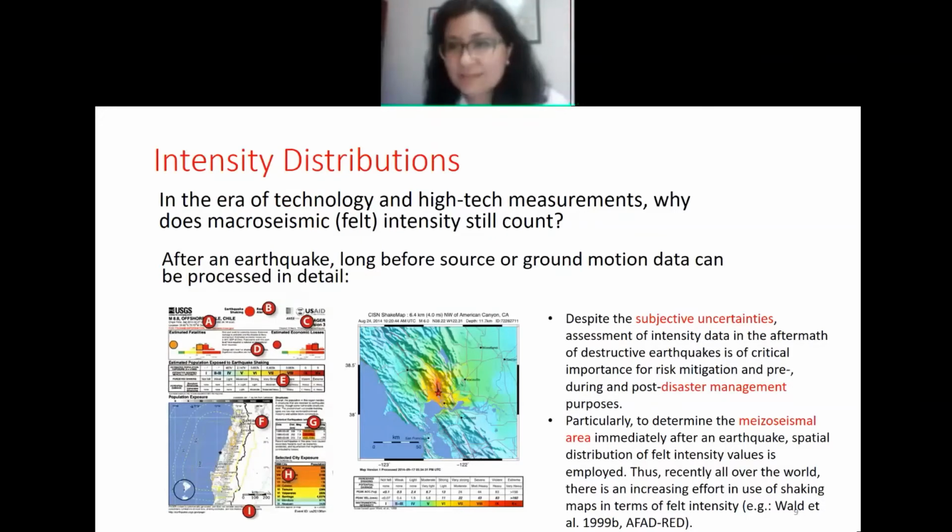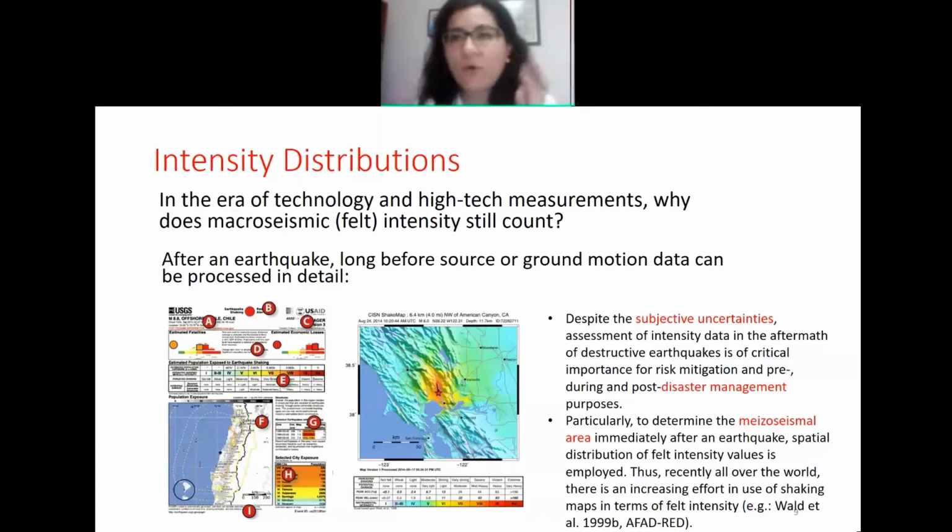So let's talk about the intensity distribution. I want our young colleagues and students to hear about it in detail. Intensity was a major measure of ground motions maybe half a century ago. But then after the installation of the strong ground motion network, it was kind of abandoned. Now we are back to intensity.